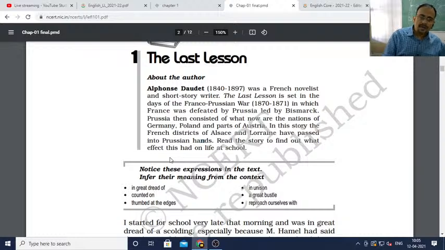Let's find out what happens as a result of the transfer of power from the French government to the German government. Okay, let's find out, dear students.